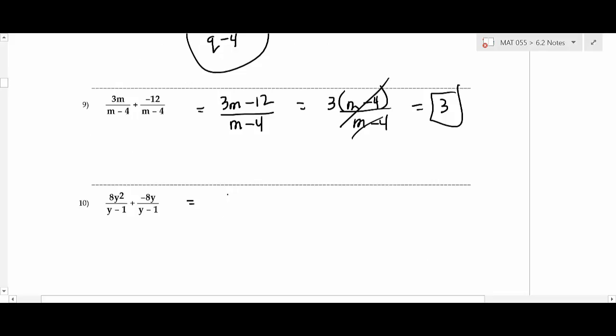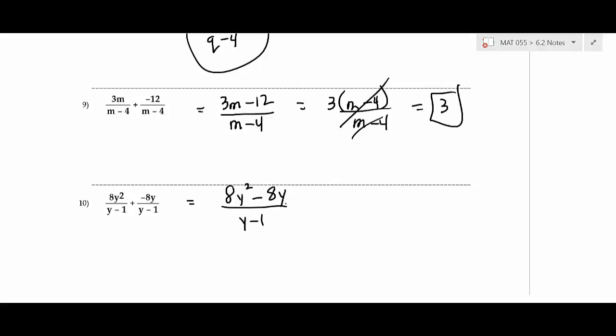This is probably a little harder. So you keep the y minus 1. Then you would have 8y to the second. Instead of saying plus negative, I'm going to say minus 8y. Now, how do you factor the numerator? You can factor it. How do you do it? You take an 8y out, right? That's got a common factor.